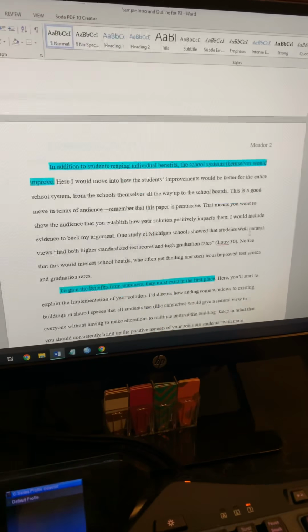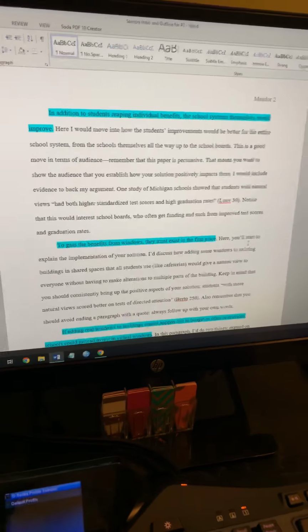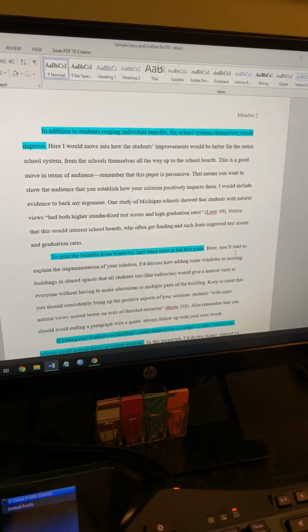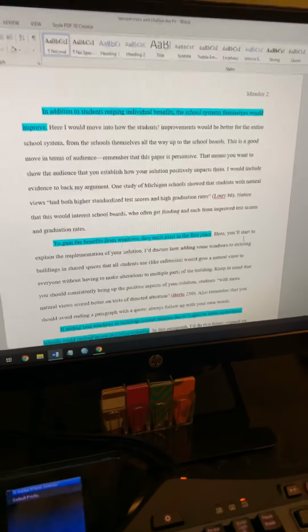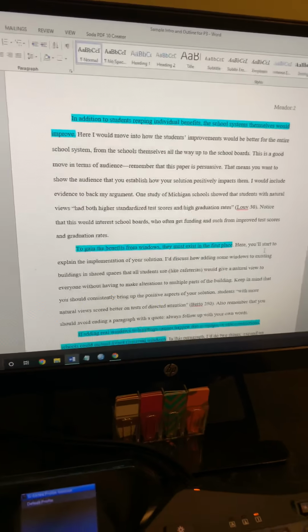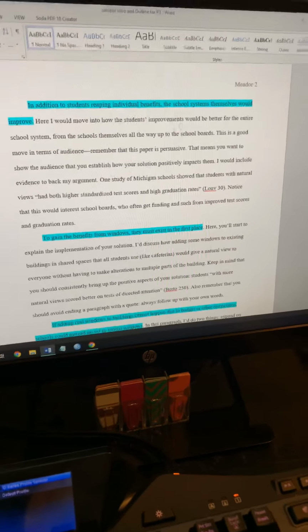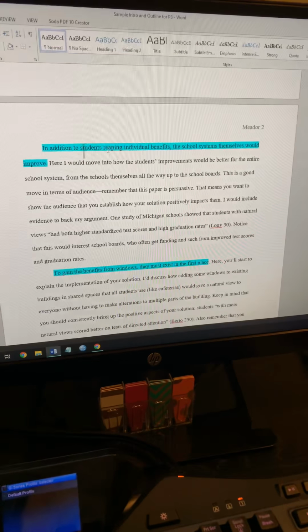All right. So now we're moving into this. In addition to students reaping individual benefits, the school systems themselves would improve, right? So what I'm doing here is, well, number one, I'm transitioning. Make sure that you're doing these transitions, right? In the last paragraph, I was talking about individual benefits.